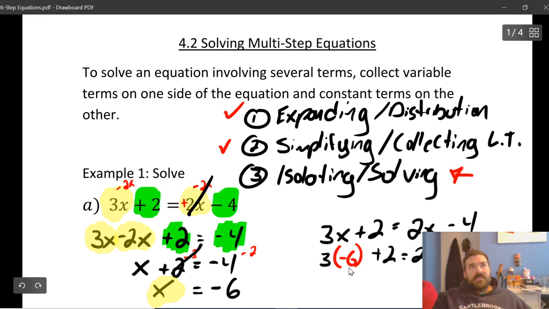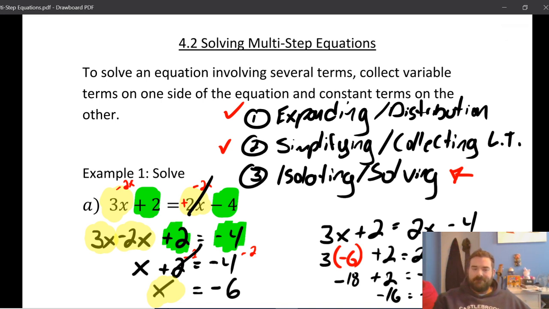All right, 3 times negative 6, it's a negative times a positive, that's going to be a negative. 3 times 6 is 18, so that's negative 18 plus 2 still, because now I'm simplifying, so I'm going to follow BEDMAS. Negative 18 plus 2 is equal to 2 times negative 6, which is negative 12, minus 4. Let's see. So negative 18 plus 2, it's negative and it goes more positive, so it's negative 16, which is equal to negative 16. Perfect. That works. Great.